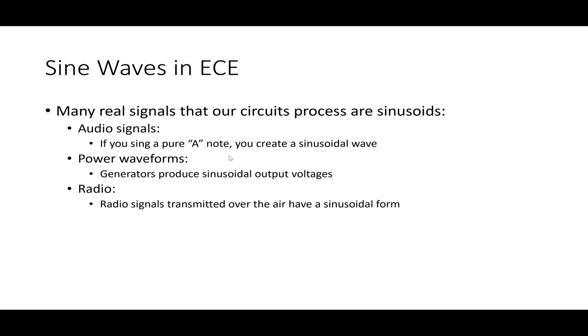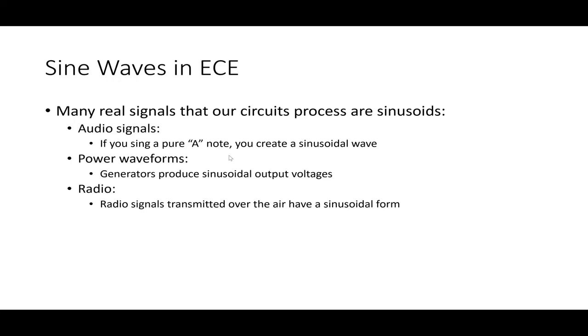Power waveforms are also sinusoidal. So in the power system, if you go to the wall outlet, you get a voltage that is sinusoidal with a frequency of 60 hertz. The generators that we design to power the grid all output sinusoidal voltages.